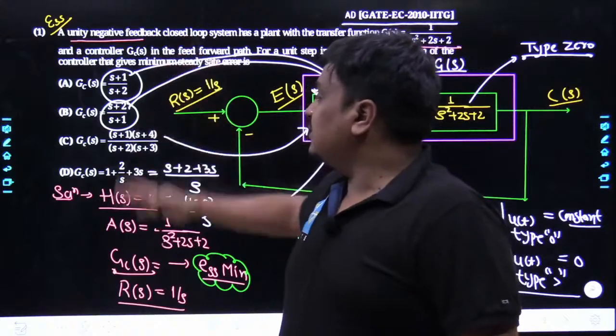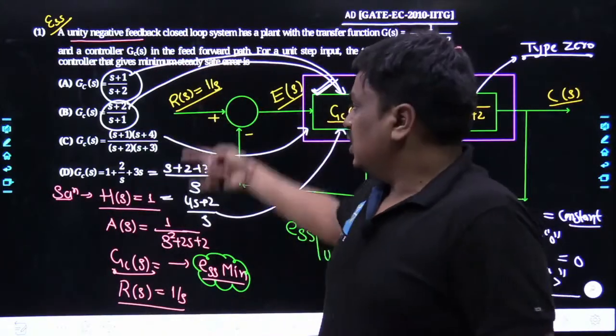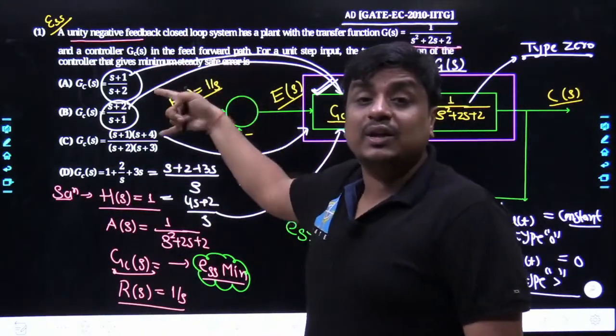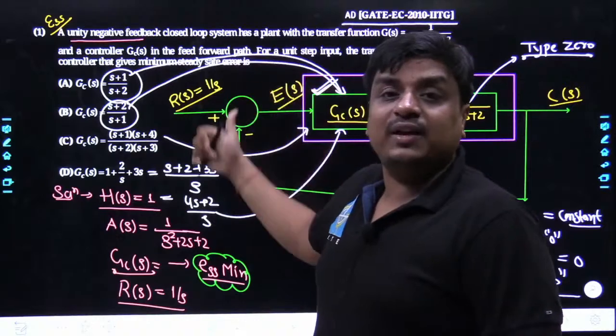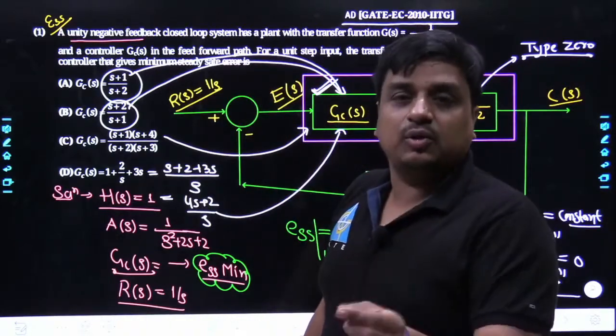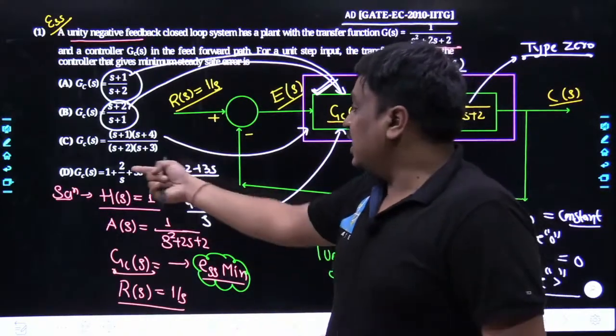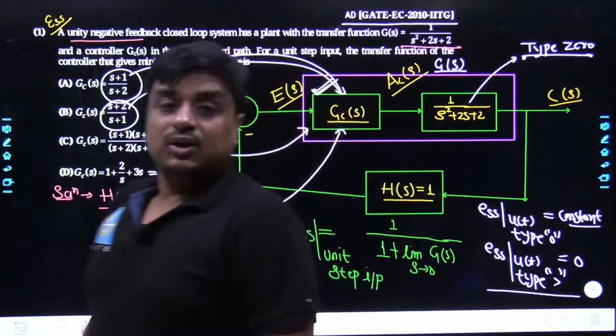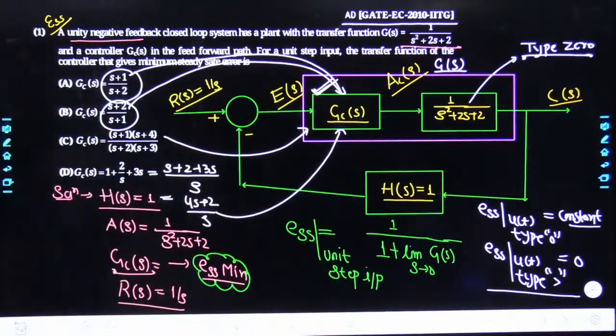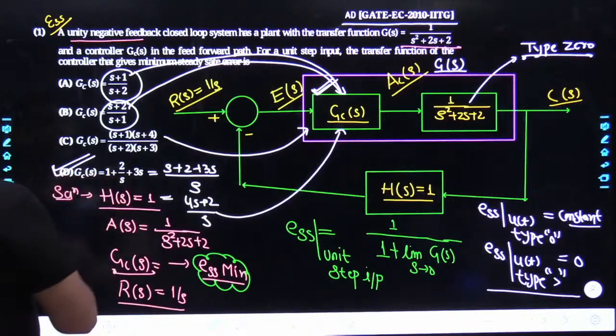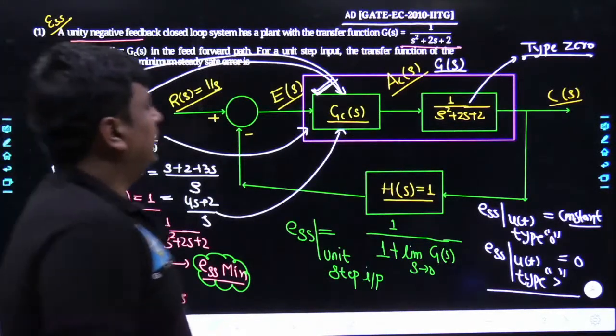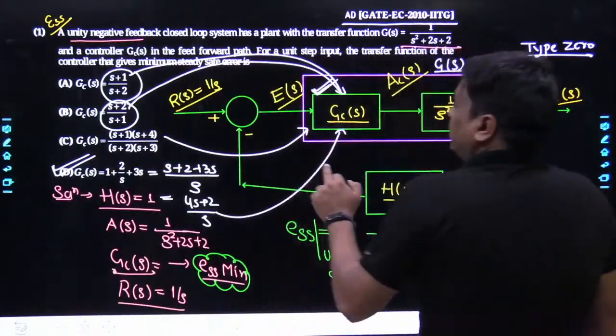So obviously you can see out of 4 problems, 3 were not able to convert the G of S to type 1, but D had done it. So obviously what's going to be the best answer? The best answer is going to be option D. Nobody should have any doubt as such. Agreed? I would repeat this problem once again.